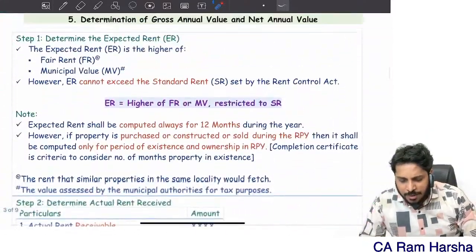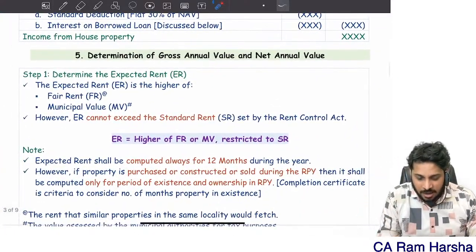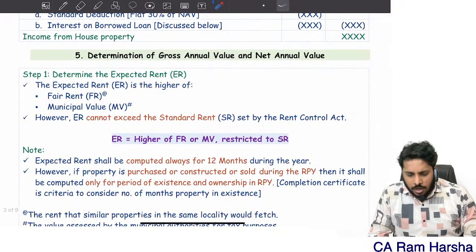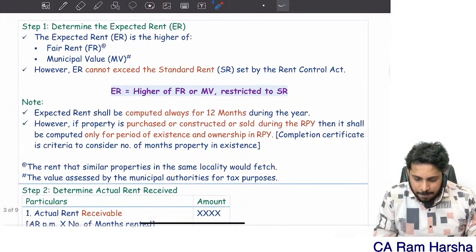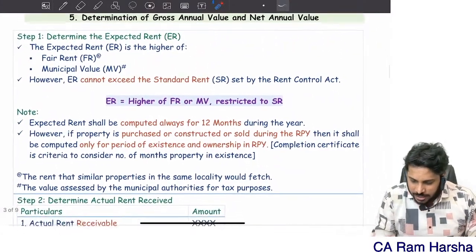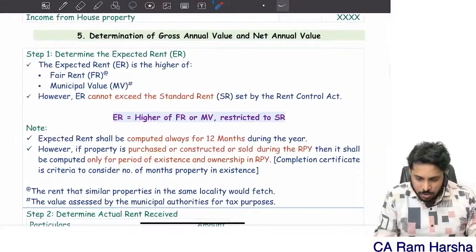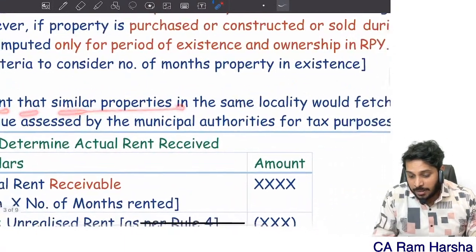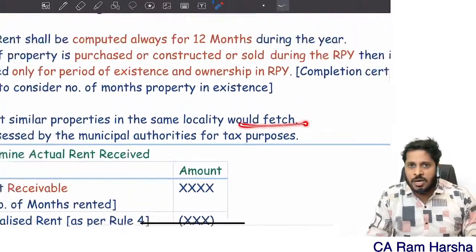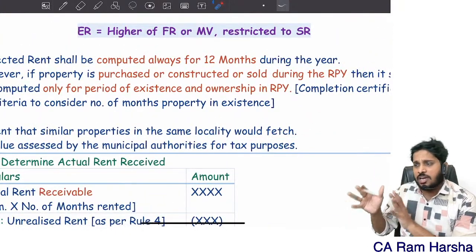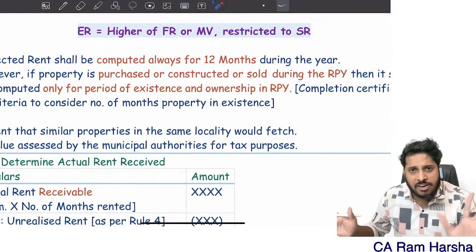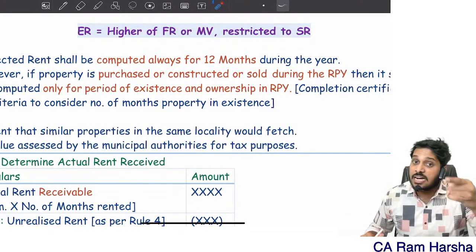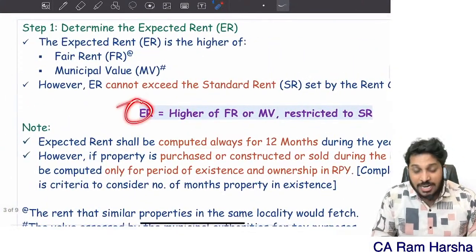Sir, what is expected rent? Expected rent is fair rent. Fair rent means, in the same locality, you can see here, fair rent is given. It is the rent that a similar property in the same locality would fetch in the same area, a 2 BHK flat or 3 BHK flat or 4 BHK flat or villa, whatever. How much rent will we get? That is called fair rent. So expected rent means what?